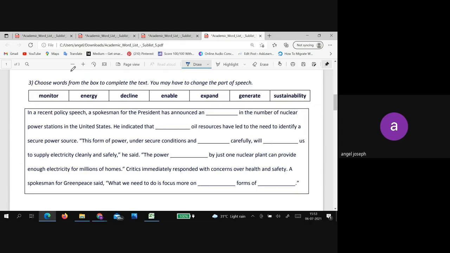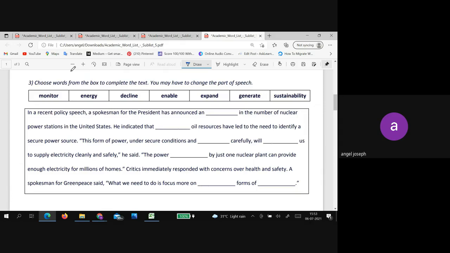Next is energy. Energy everyone knows. Decline. Decline means going down from a state. Just like I said, our GDP has been declining. Declining means it was good earlier and is now decreasing. Something that decreases is called decline, declining.